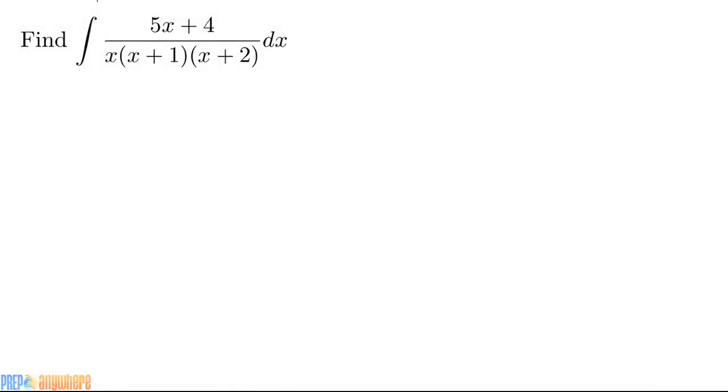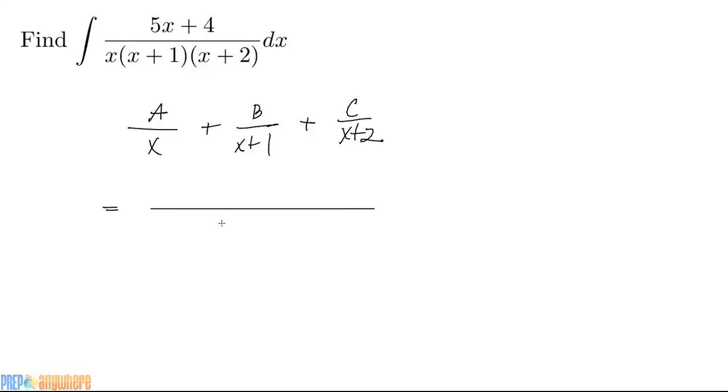This is clearly a partial fraction, integration by partial fractions. So let's set up the partial fraction: A over x, B over x plus 1, C over x plus 2. Let's combine this.